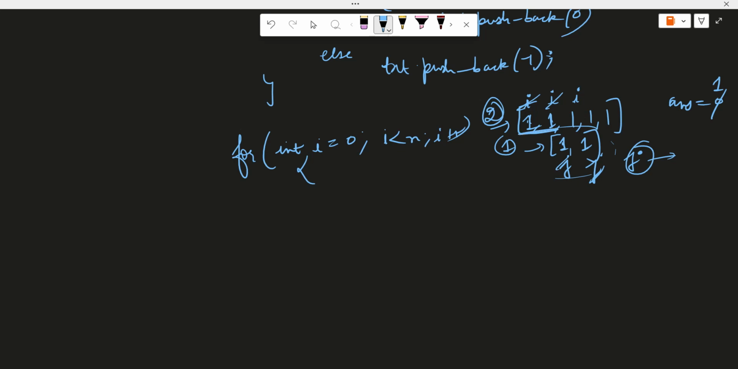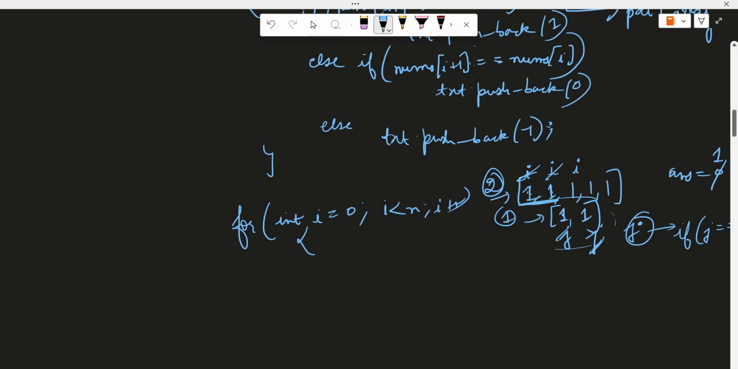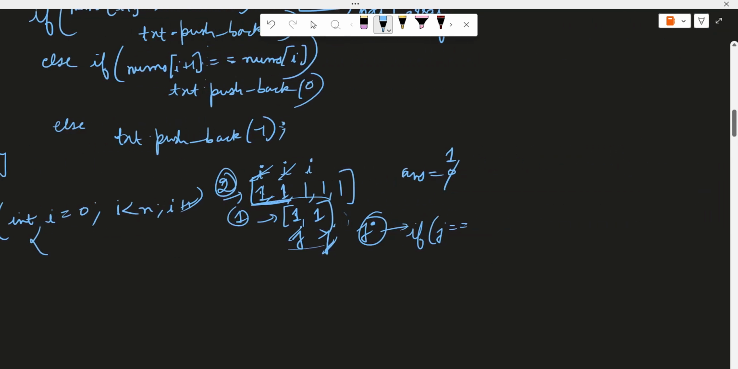Similarly, now, as soon as we get j equal to m, wait a minute, we need to check this condition. We need to check if we are able to reach till the length of the pattern array. And yes, in this case, we are able to reach till the length of the array. So we will again put j equal to 0. We need to start checking from 0 itself again.